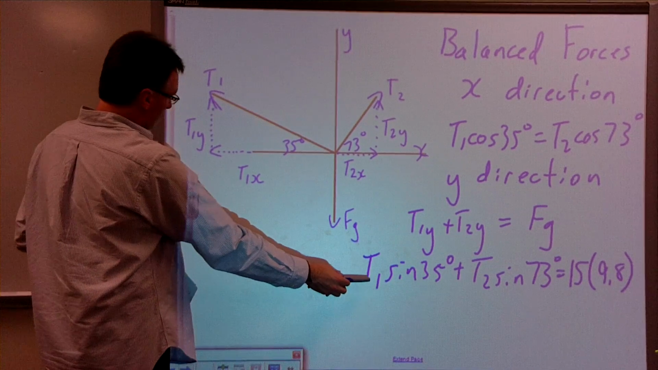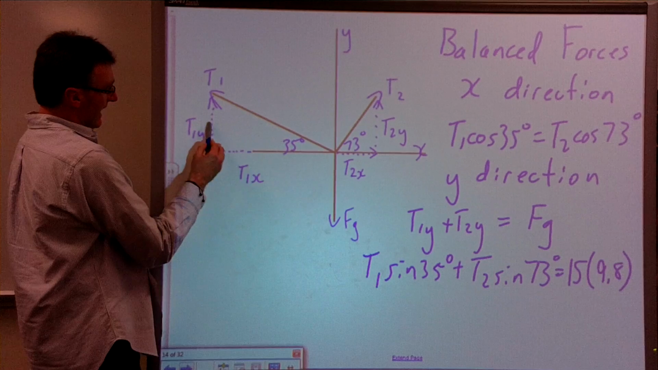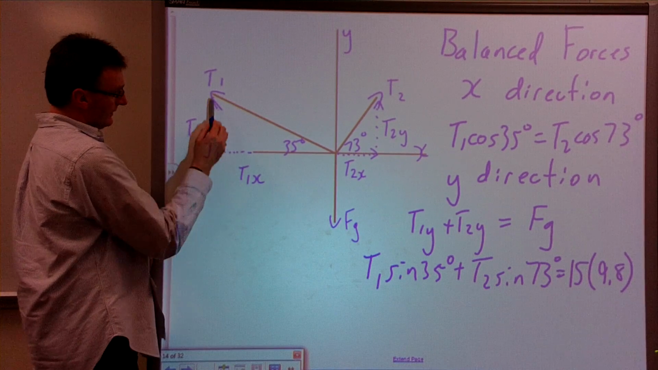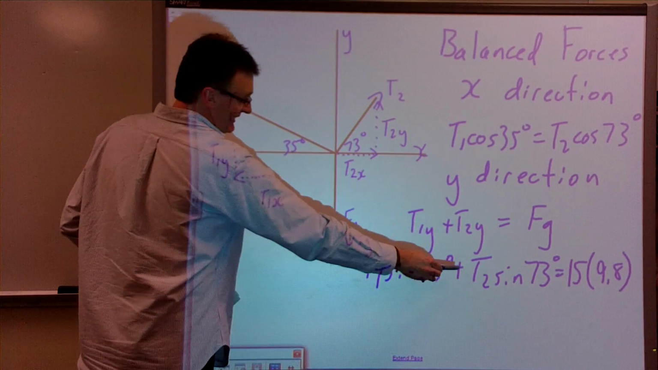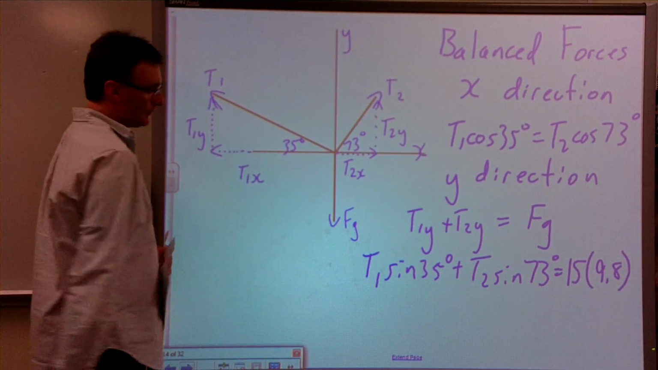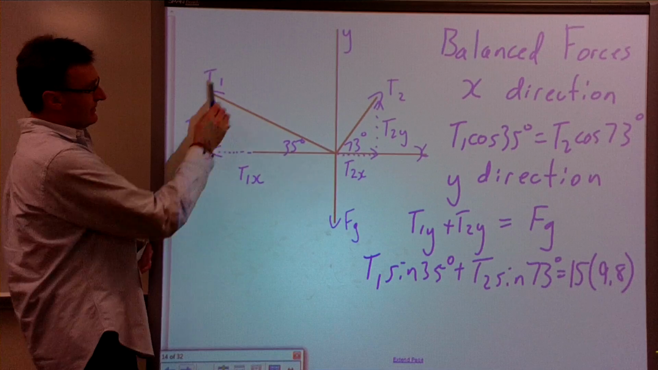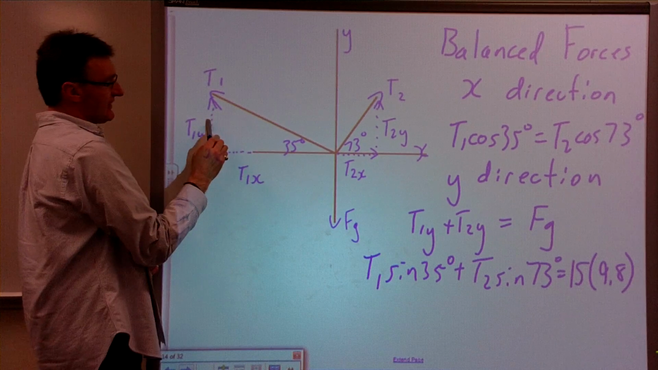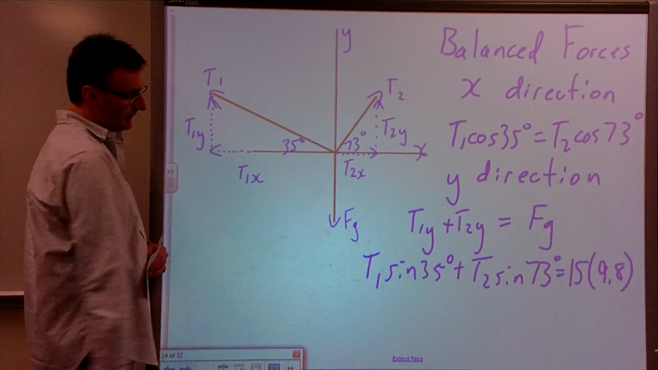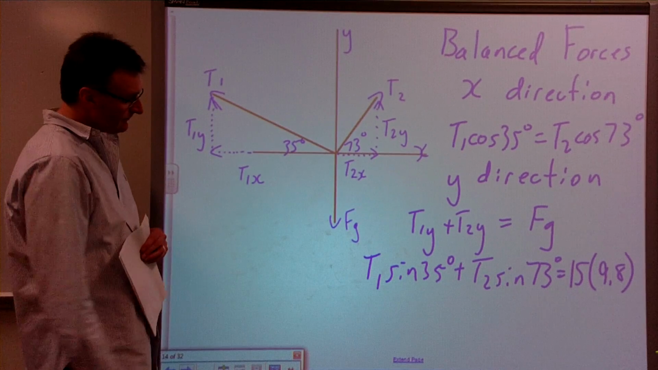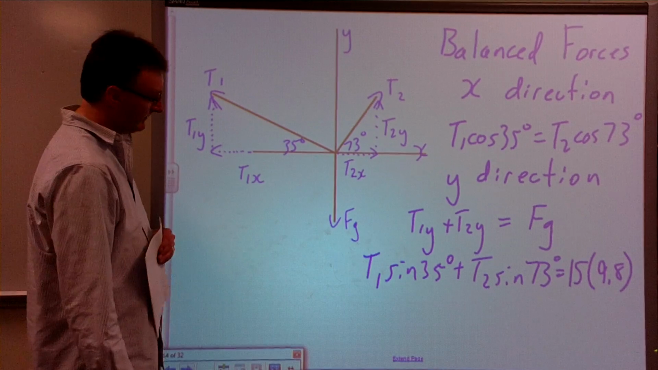And these are going to be T1 sine 35 now, which is this one here. And this one here, this would be T2 sine 73 degrees. And these are both in the up direction, so the sum of these two, T1y plus T2y, has to equal 15g. So there's our second equation there.